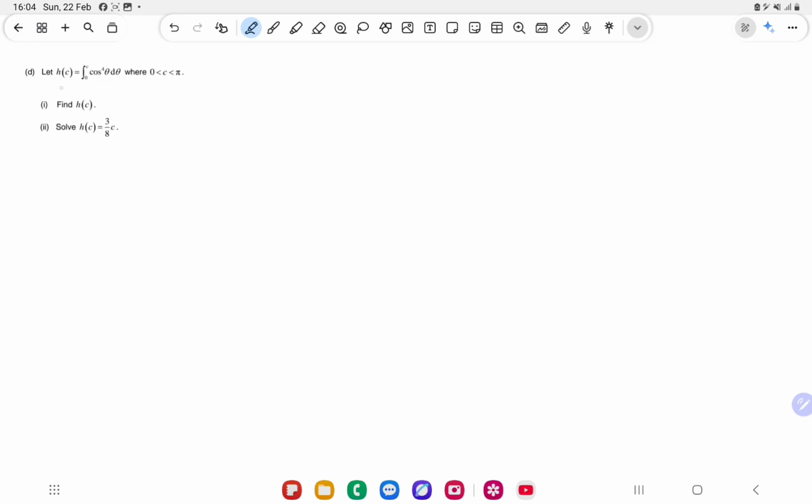Now in this part, the integral is given to me like this. I have to find, meaning I have to integrate, so I have to use the result of the previous part. So I can write cos to the power 4 theta as 1 upon 8 times cos 4 theta plus 4 cos 2 theta plus 3, d theta. And now I can simply integrate it.